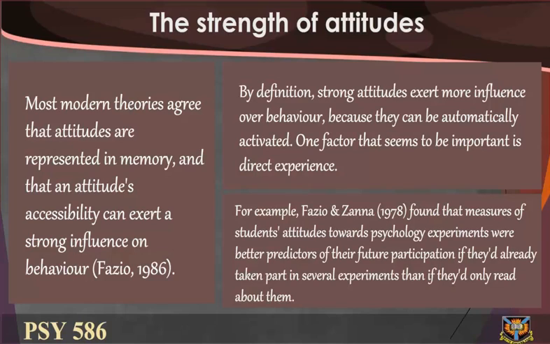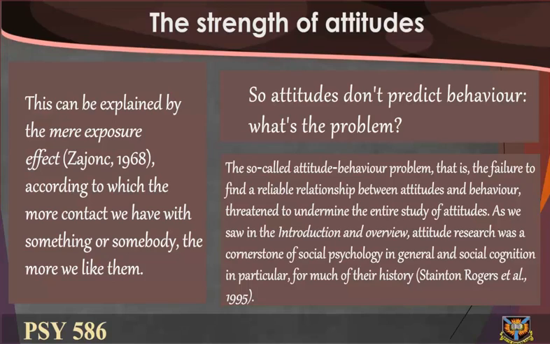The strength of attitudes. Most modern theories agree that attitudes are represented in memory, and that an attitude's accessibility can exert a strong influence on behavior. Fazio, 1986. By definition, strong attitudes exert more influence over behavior because they can be automatically activated. One factor that seems to be important is direct experience. For example, Fazio and Zanna, 1978, found that measures of students' attitudes towards psychology experiments were better predictors of their future participation if they'd already taken part in several experiments than if they'd only read about them. This can be explained by the mere exposure effect, Zajonc, 1968, according to which the more contact we have with something or somebody, the more we like them.